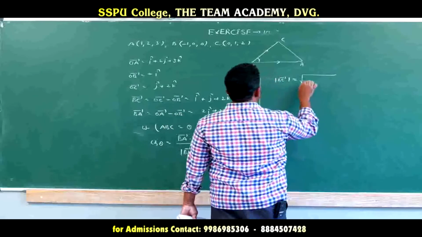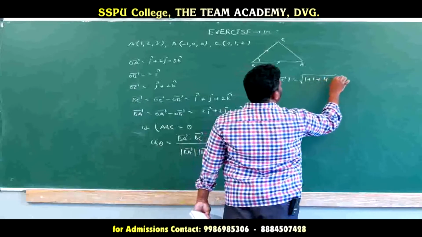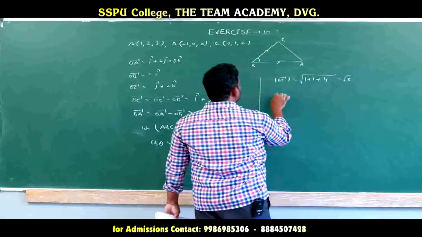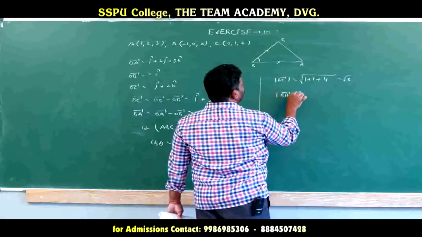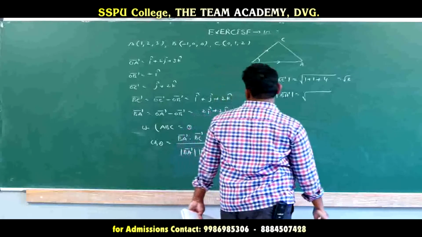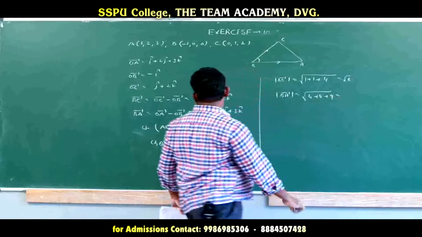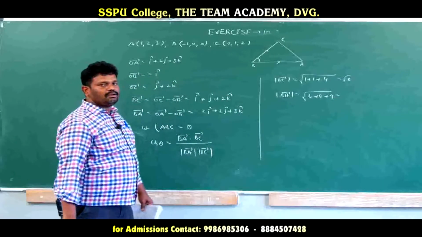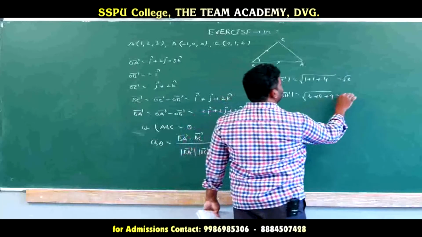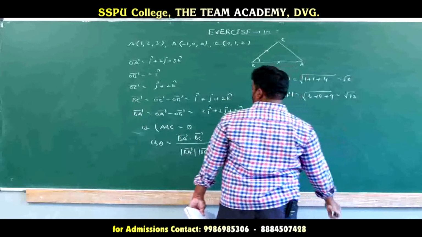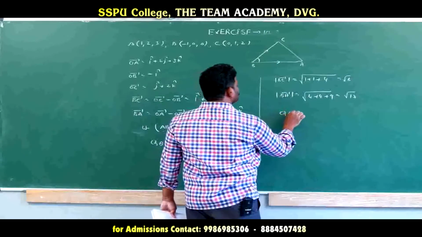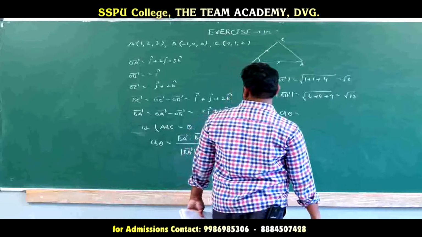Square root of 1 plus 1 plus 4 is equal to root 6. So the magnitude of BA is equal to the square root of 4 plus 9 plus 4, which is 17, so root 17. Now if we substitute these values in the angle formula, cos theta is equal to the dot product of these two vectors divided by the product of their magnitudes.